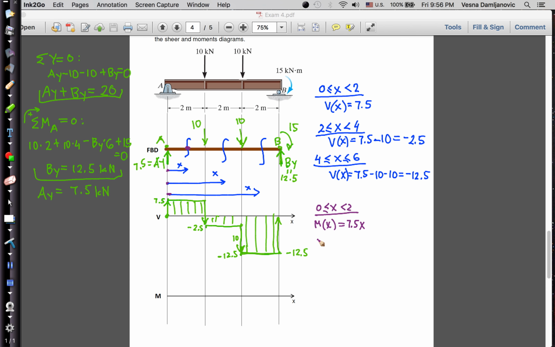Then we have the second section, from 2 to 4. And that's a little more complicated. Okay, from 2 to 4, we get this. We get Ay, so now we're looking for this section, this point in the cross section. The moment of force Ay for that point is Ay times this x, right?